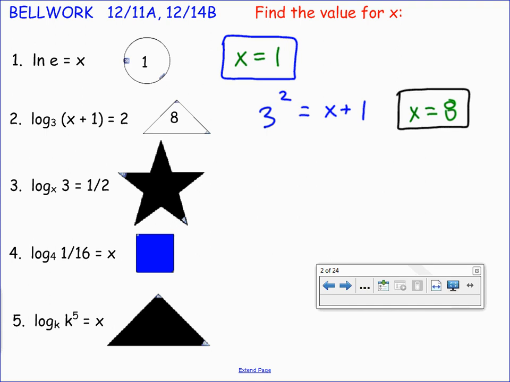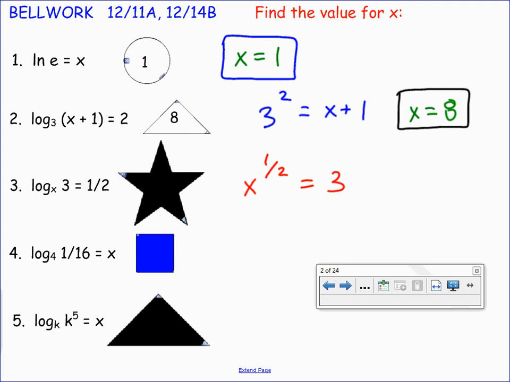Again, power statement, be ready to share: base to the exponent equals input. What will that look like? Marina? x to the 1/2 equals 3. Absolutely, thank you. So we rewrite base to the exponent equals input. Nice job. Now depending upon where x is, we'll do different stuff.